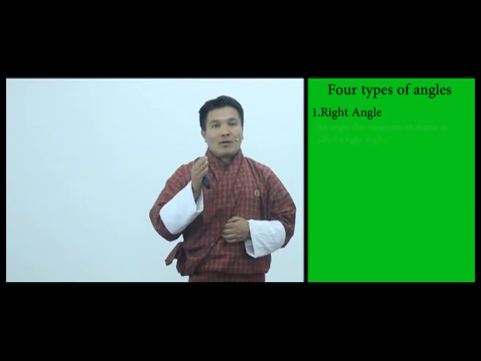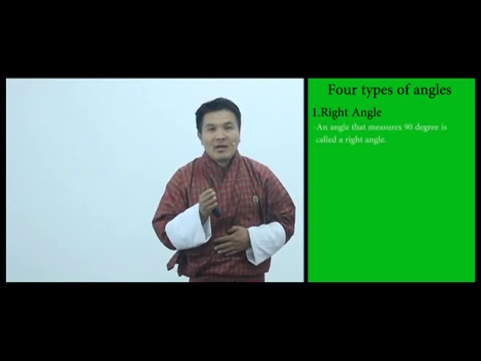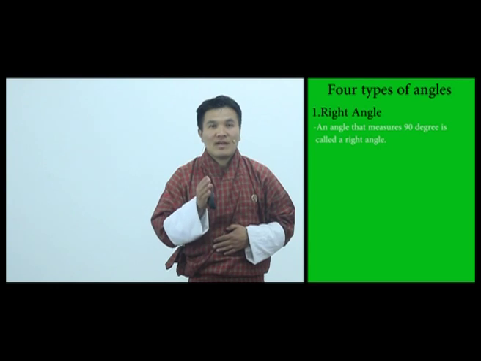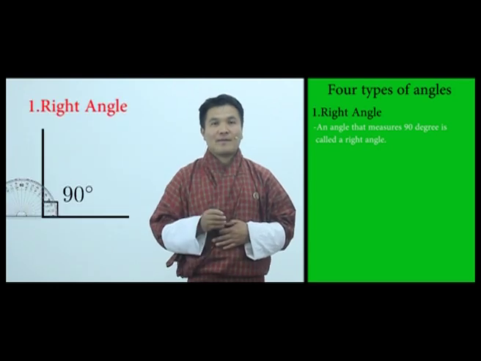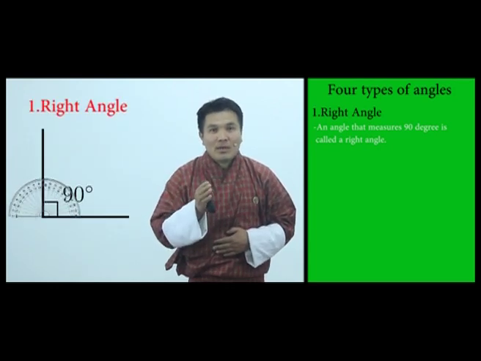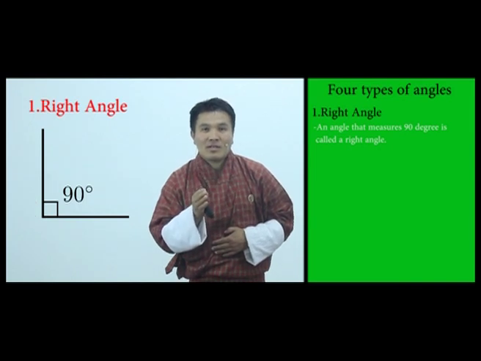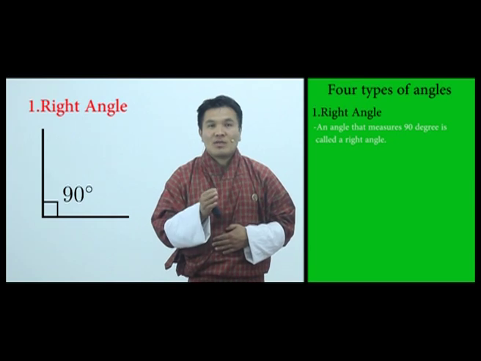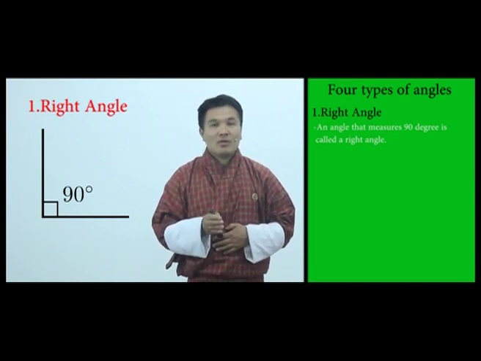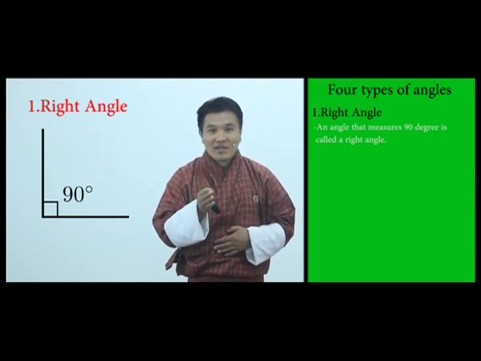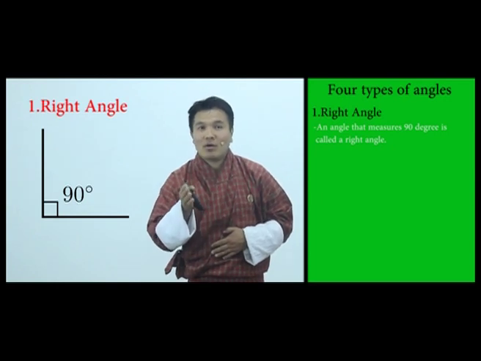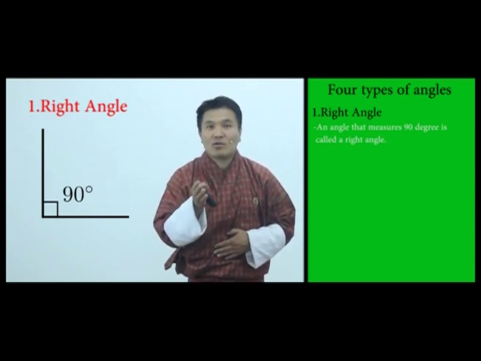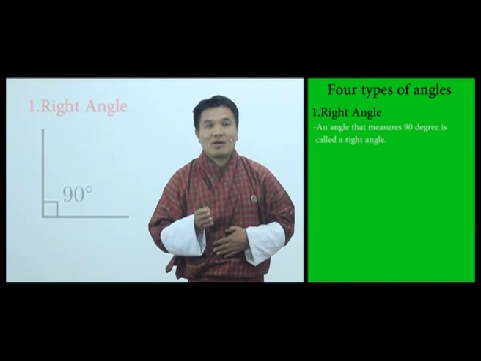A right angle is an angle that measures exactly 90 degrees. If your angle is half a degree less or half a degree more than 90 degrees, then it is not a right angle. So another word for a 90-degree angle is the right angle.